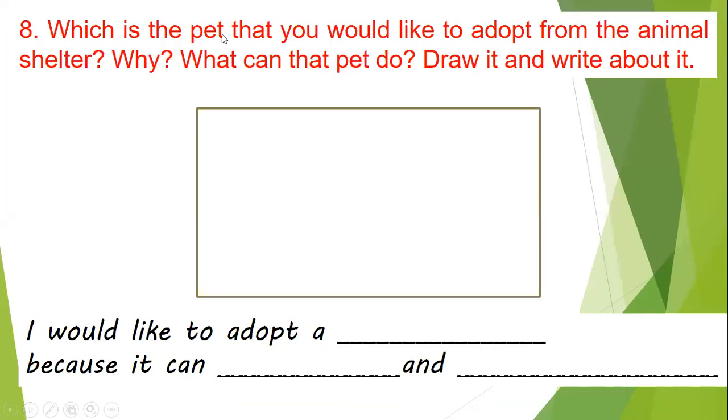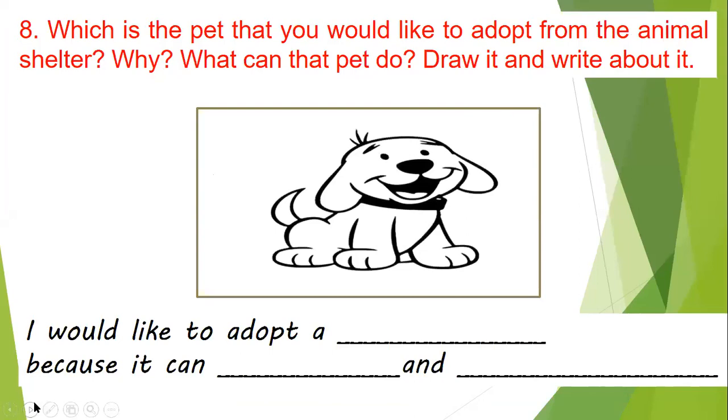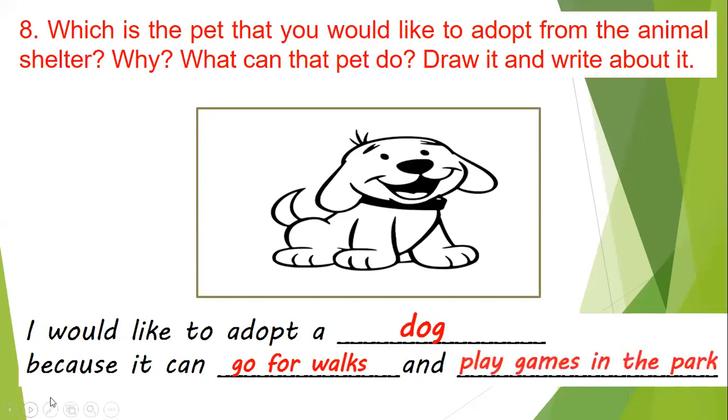Activity 8. Which is the pet that you would like to adopt from the animal shelter? Why? What can that pet do? Draw it and write about it. ¿Cuál es el animal que le gustaría adoptar del animal shelter o donde vimos ahí los animales y por qué? ¿Qué hace ese animal y qué van a dibujar? Yo, por ejemplo, aquí ya hice un ejemplo. I draw a dog, puse un perrito y escribí, I would like to adopt a dog because it can go for walks and play games in the park.